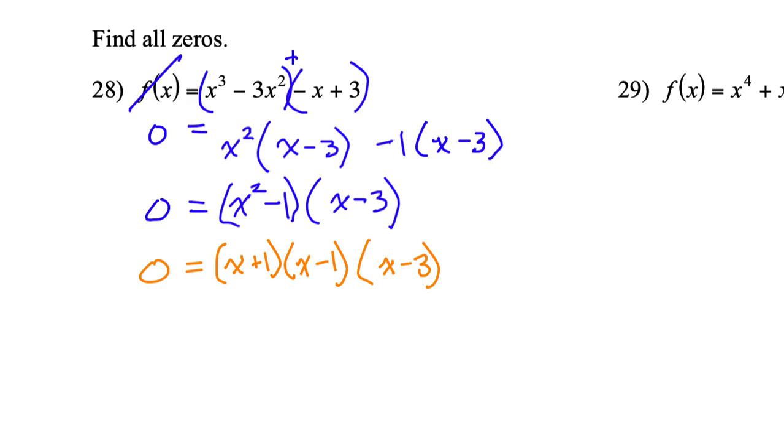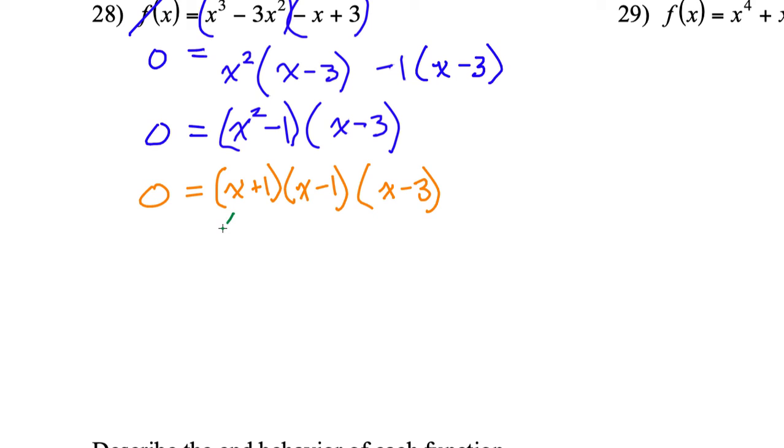Now I'm going to use the zero product property. Zero product property states that each of these is set equal to 0, which means this says x plus 1 is equal to 0. This one says x minus 1 is equal to 0, and this says x minus 3 is equal to 0. That is the zero product property.